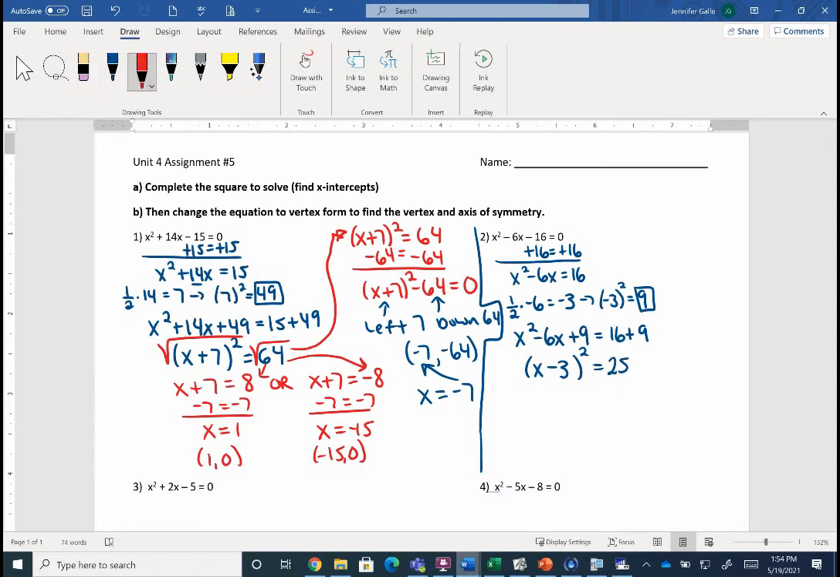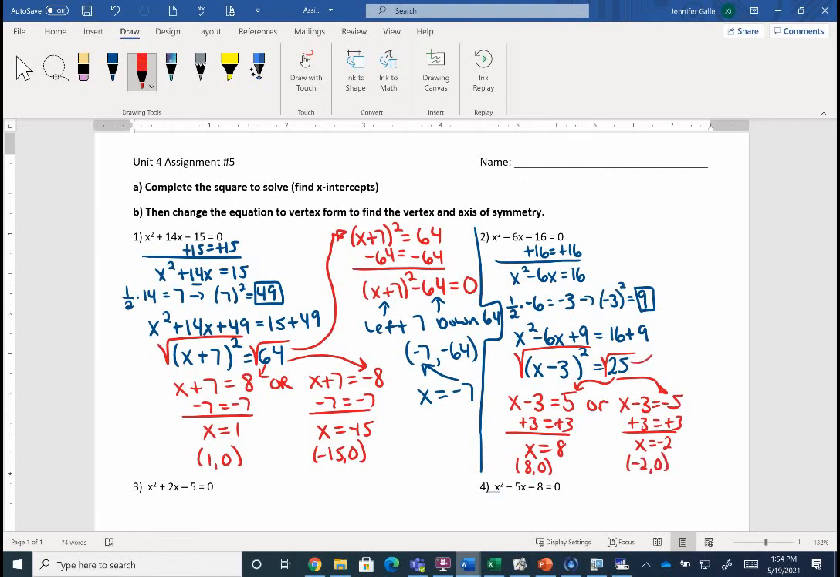My squared term is by itself on the left, so to undo the square, we square root both sides. We're going to have x minus 3 equals, could be positive 5 for the square root of 25, or x minus 3 would equal negative 5. Remember, when I take the square root of 25, it could be 5 or negative 5. Add 3 to both sides, x equals 8. Add 3 to both sides, x equals negative 2. If I were to ask you to graph, those would be your x-intercepts on your graph.